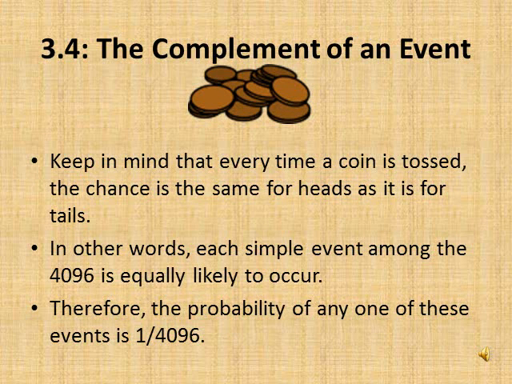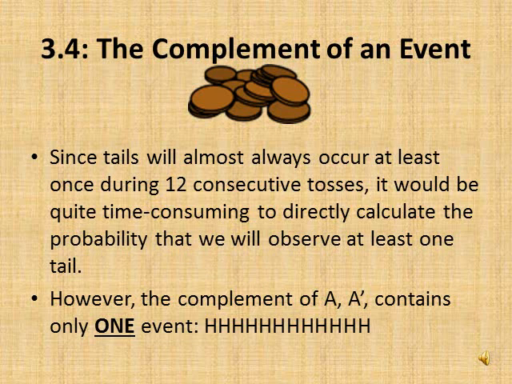Keep in mind that every time a coin is tossed, the chance is the same for heads as it is for tails. In other words, each simple event among the 4,096 is equally likely to occur. Therefore, the probability of any one of these events is 1 over 4,096. Since tails will almost always occur at least once during 12 consecutive tosses, it would be quite time-consuming to directly calculate the probability that we will observe at least one tail.